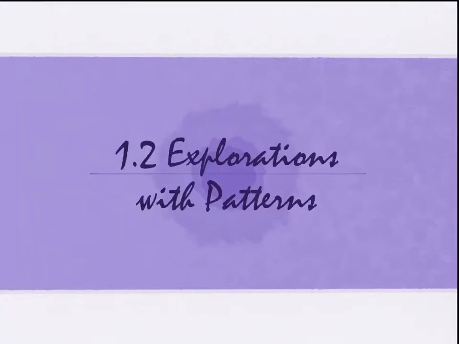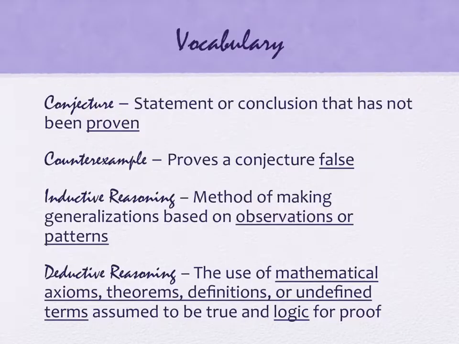Section 1.2, we're going to start looking at patterns. And there's some vocab that we need to talk about before we can, because they're going to come up in a lot of our example questions. So let's start there. The first vocabulary word that we're going to look at today is the word conjecture.